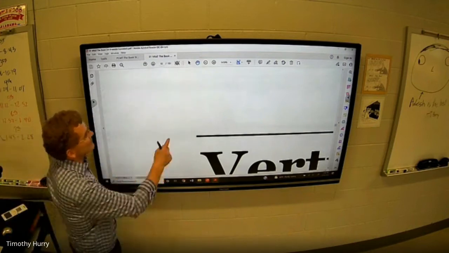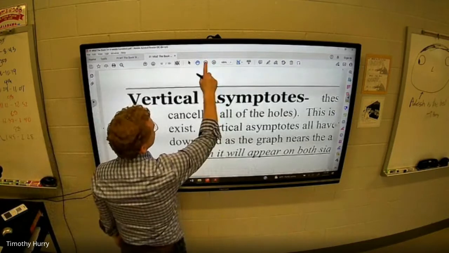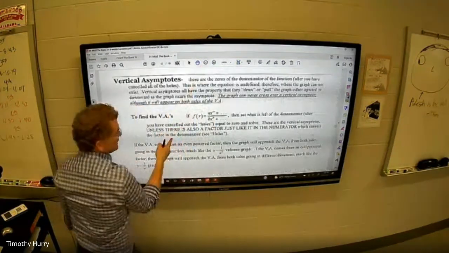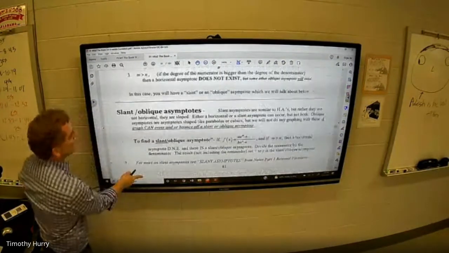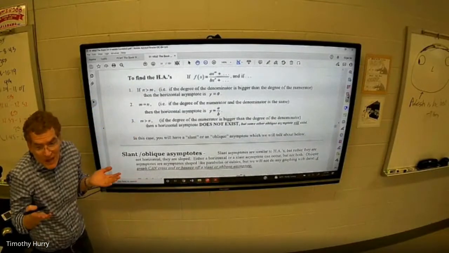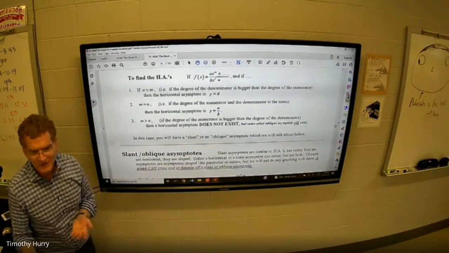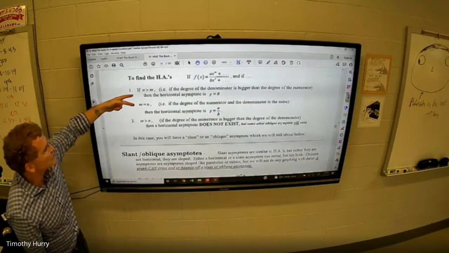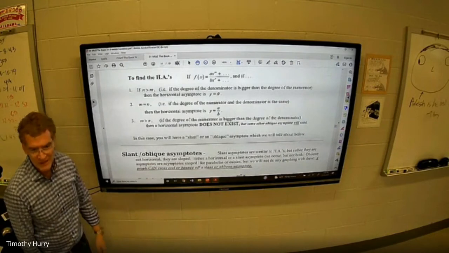All right, and it makes sense too if you look at these rules right here. It is all about the powers. So right here, it's either that, or that. You can't be bigger on the top and be bigger on the bottom. It's one or the other. So decide what it is. If it's the top, you have a slant; if it's the bottom, you got horizontals.